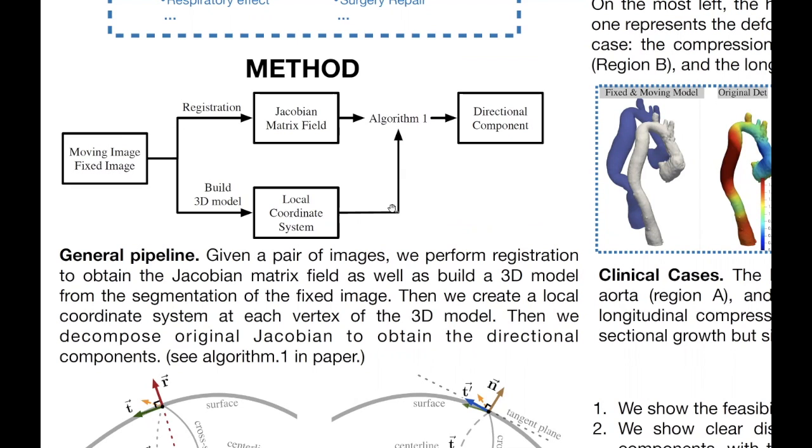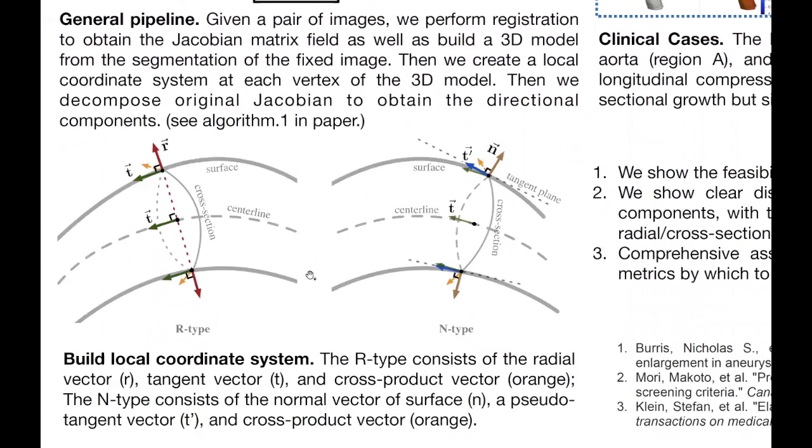As for defining the coordinate system, we propose two types: the R type, which is based on the radial vector, and the N type, which is based on the normal vector at each surface element on the mesh. Users can select either coordinate system depending on which is most appropriate for the desired task.